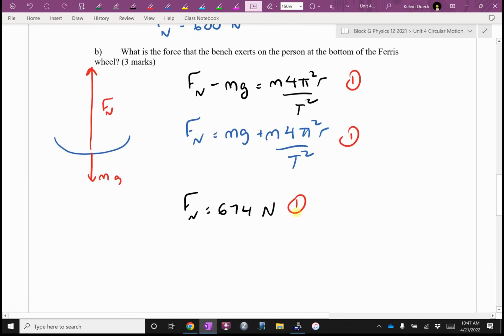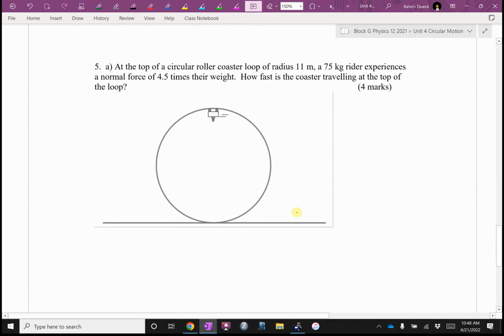We get off the Ferris wheel. Ferris wheel is kind of a tame ride. You're not going to get much change in your normal force. Let's go on a better ride. Let's go on a circular roller coaster. I will be giving you a circular roller coaster on your test, even though yesterday I told you that we never actually build them anymore. I probably didn't tell you.